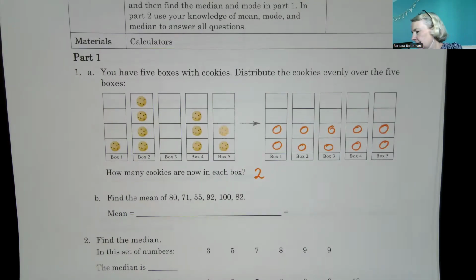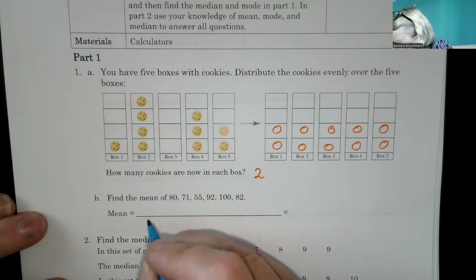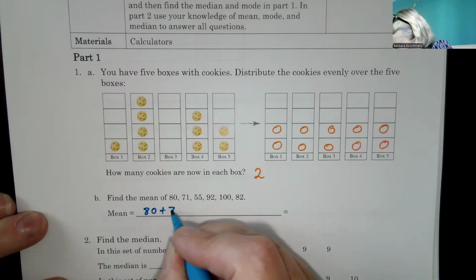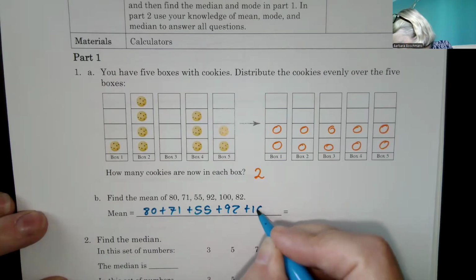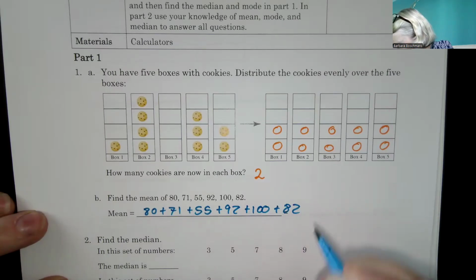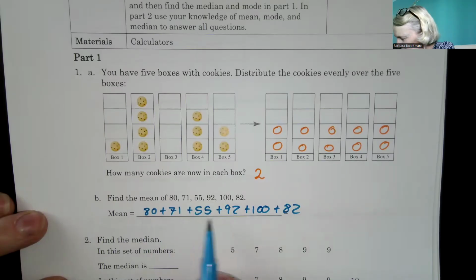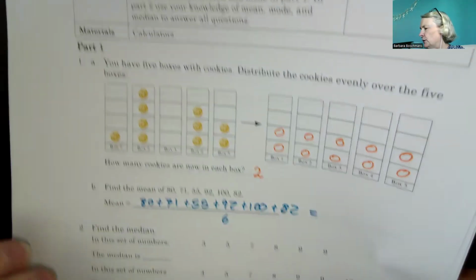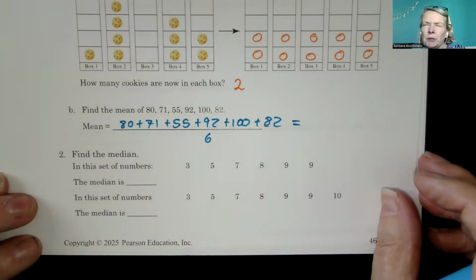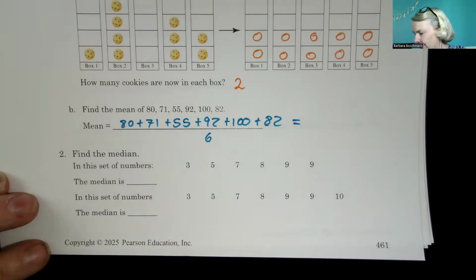This is what it looks like on paper. When your numbers are bigger and you want to find the mean of a set of numbers, we find the sum of the numbers and divide it by how many numbers are in the set. So the mean for this would be 80 plus 71 plus 55 plus 92 plus 100 plus 82, divided by 1, 2, 3, 4, 5, 6. Do that on a calculator and figure out what your mean is. This is probably what you're used to being referred to as the average.